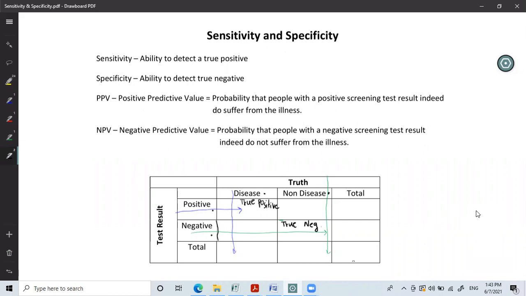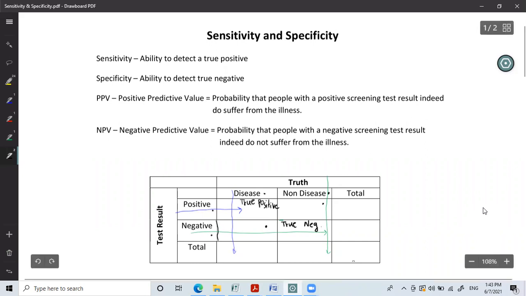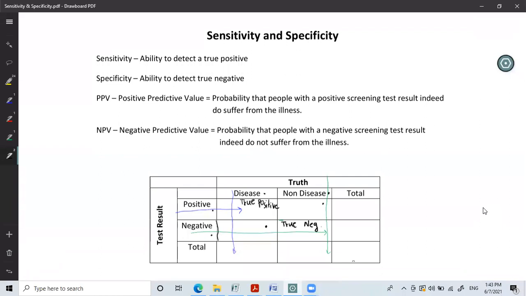If the patient is actually having the disease, but the test gives negative, what does that mean? That is a false negative. So this cell is the false negative, and in the same manner, if the person is not suffering from the disease and the test result gives positive, this cell is the false positive. So you have true positive, true negative, false positive, and false negative.